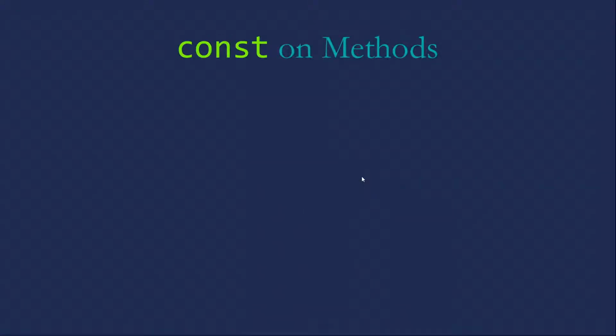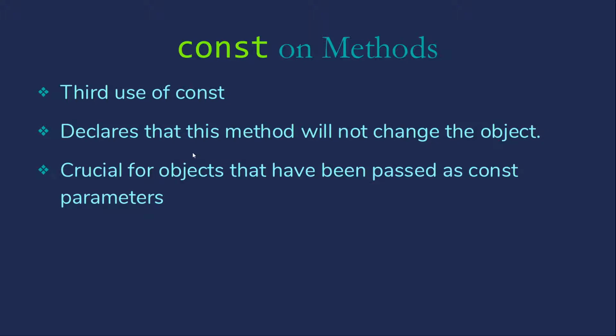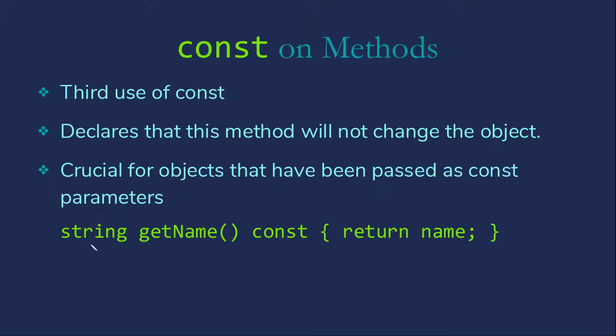Okay, let's go back to our slides. Okay, we talked a little bit about this, but I do want to re-emphasize const on methods. So this is our third use of that keyword const. And it's declaring that the method won't change the object. You need it if you've passed an object as a const parameter, which does happen, not infrequently. In that case, we have to make sure we have the version of the method that won't change the object.